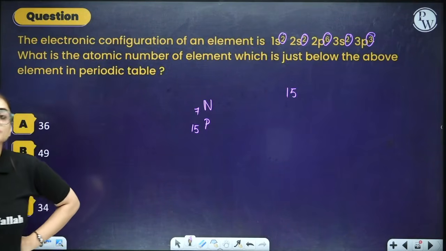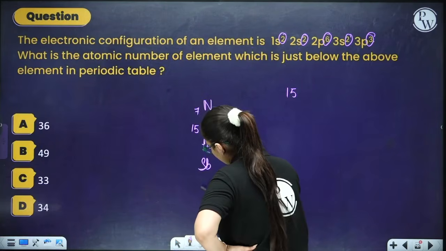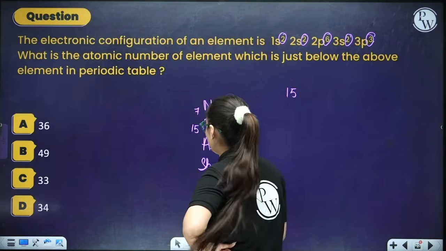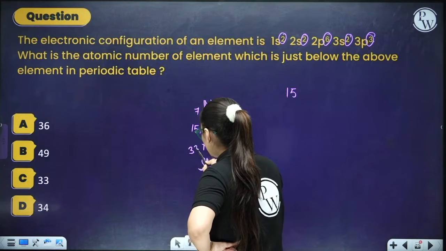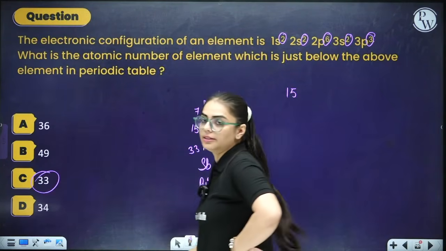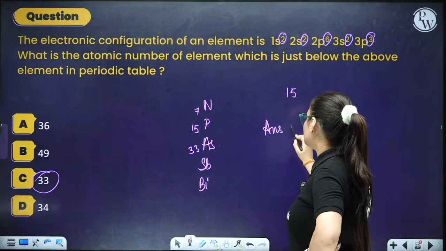then arsenic, then antimony, and then bismuth. So what are you going to add? 18. If you add 18 to 15, what do you get? 33. That means the next element, arsenic, will have atomic number 33.